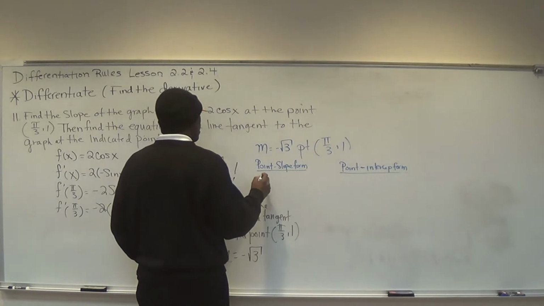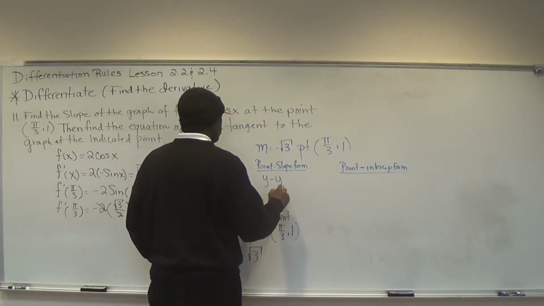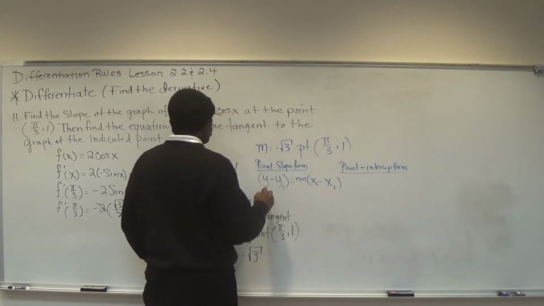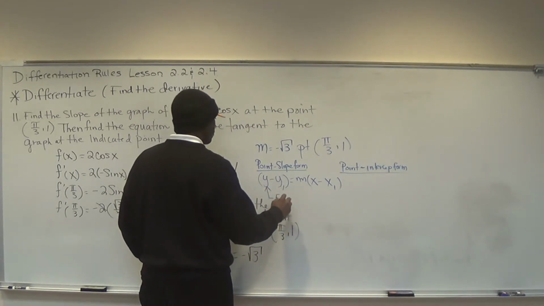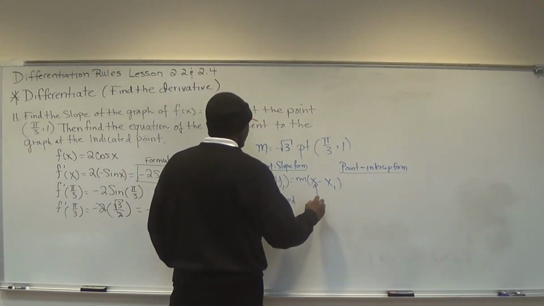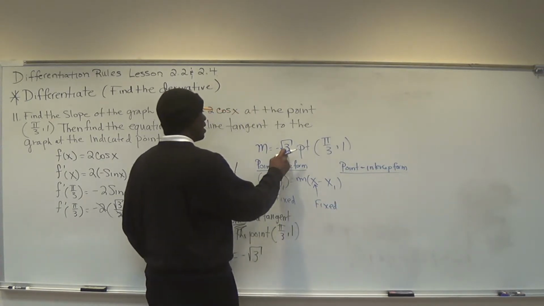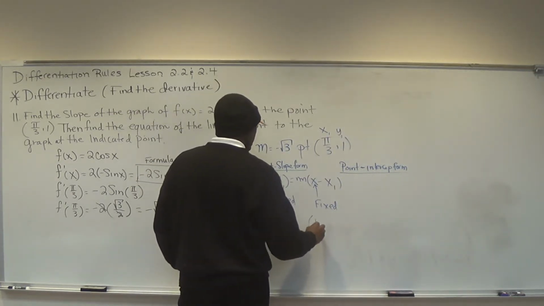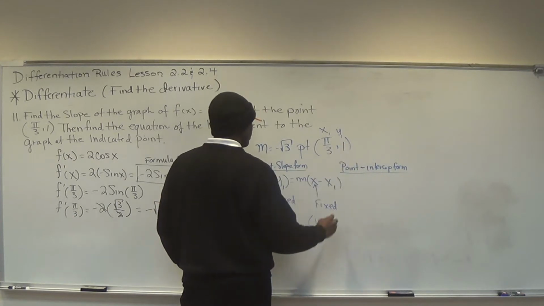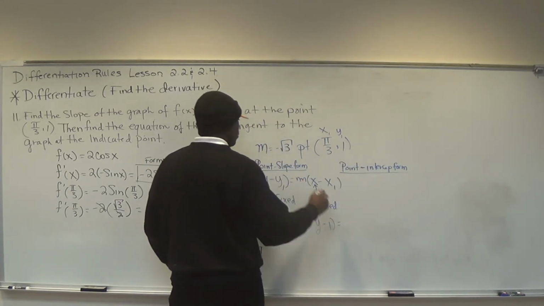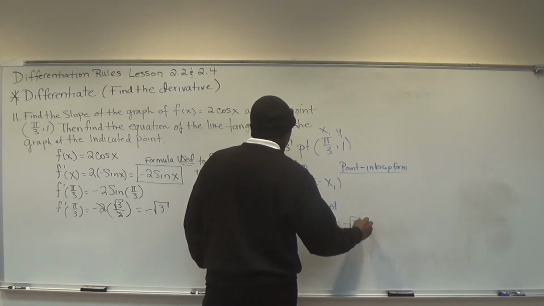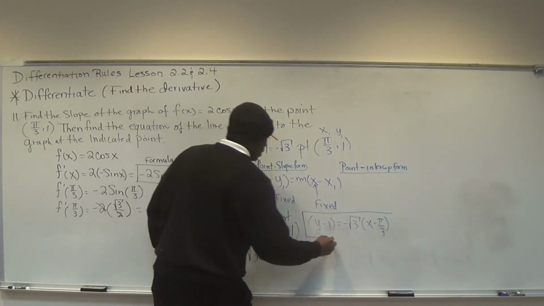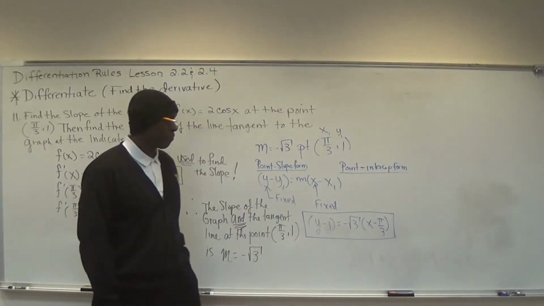Point slope form is y minus y1 equals m times x minus x1. We're going to say this y right here is fixed, and this x right here is fixed. So we have our m, we have our x1 and y1, plug it in. So we're going to have y minus 1 equals negative root 3 times x minus pi thirds. That's your equation right there. That's it.